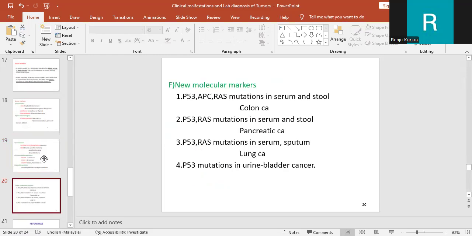New molecular markers include p53, APC, RAS mutations in serum for colon cancers, p53, RAS mutations in serum and sputum for pancreatic cancers, p53, RAS mutations in serum and sputum for lung cancers, and p53 mutations detected in urine for bladder cancers.